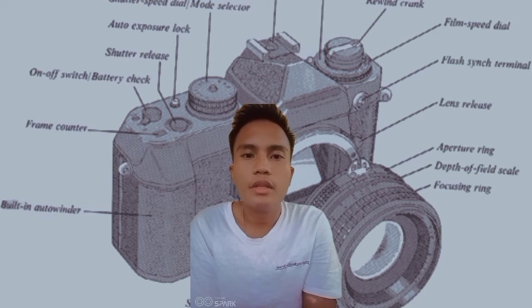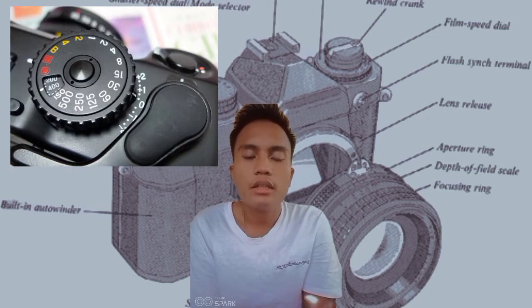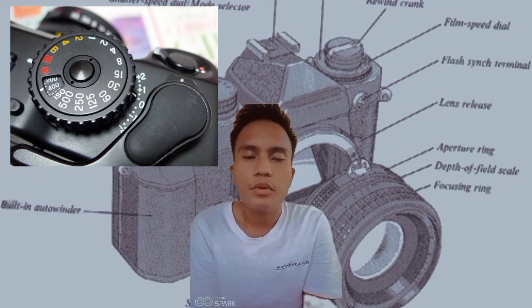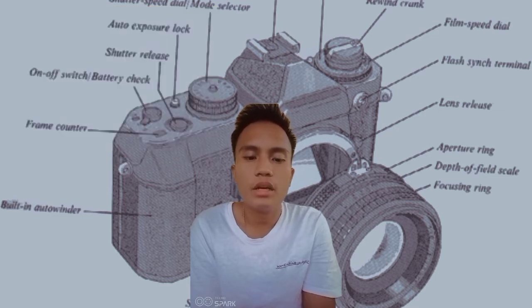Fourth is the shutter speed dial. The mechanical shutter speed dial is your shutter speed selector. It allows you to pre-select a shutter speed as per the requirement of the shot. Shutter speed denotes the length of time for which the shutter curtain shall remain open for the exposure to happen. Fifth is the shutter curtain.